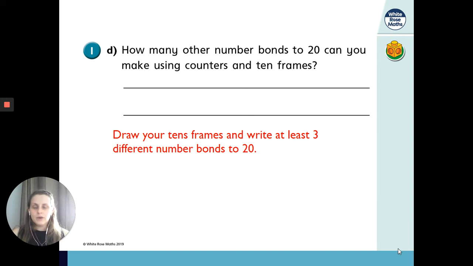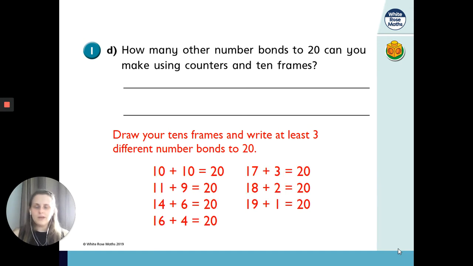Okay, we're going to have a look at our answer now. There's going to be lots of different answers here. Just see if you've got any of these. Let's see how you did. So here are our different answers.